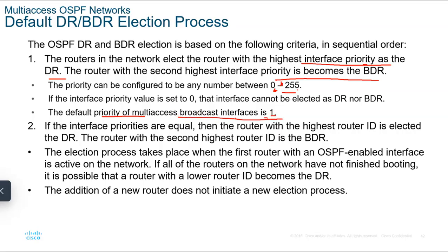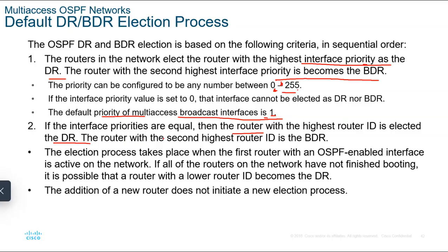If the interface priorities are equal, then the router ID comes in. The router with the highest router ID is elected as the DR, and the router with the second highest is the BDR.